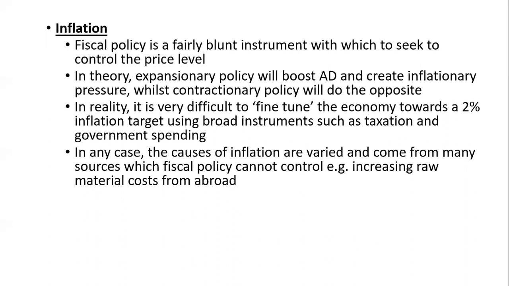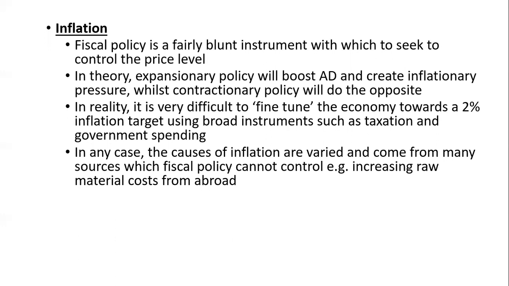What about inflation? Fiscal policy is a fairly blunt instrument with which to seek to control the price level. So fiscal policy can be used to try and control pricing levels around levels of inflation. So for example, if inflation is rising, you might want to implement contractionary policy. Let's pull back government spending. Let's increase taxes to pull back on consumer spending. In theory, expansionary policy will boost AD and create inflationary pressure, whilst contractionary policy may do the opposite.